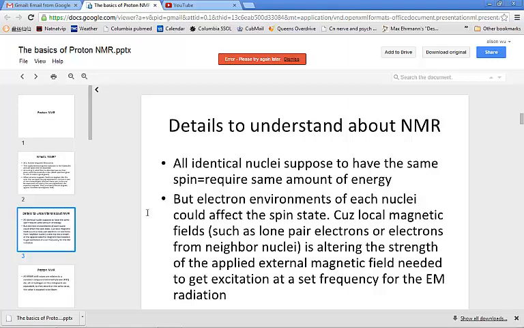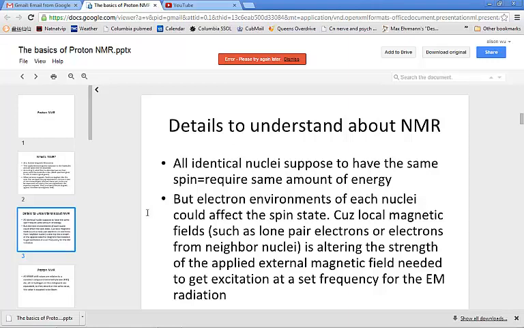Like I said, different nuclei absorb the electromagnetic radiation differently. Our goal is to apply electromagnetic radiation so that the nuclei start to spin in the alpha or beta state. But because each nucleus has a different amount of energy, the amount of electromagnetic radiation we need to make it spin is different.